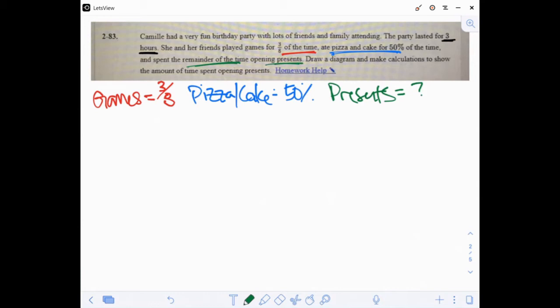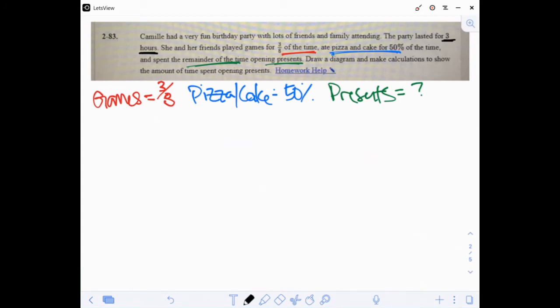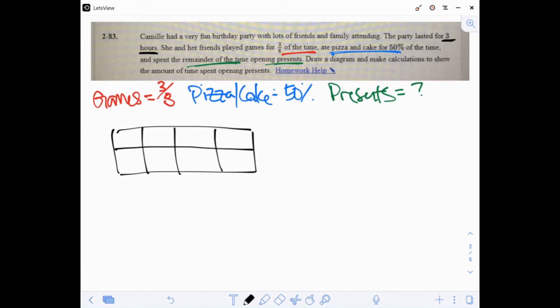So it says draw a diagram and make calculations. So I think a diagram actually will help. So we're going to draw a diagram. And one way to do this is to just start with a rectangle. So there's my rectangle. I'm trying to represent what's happening. 3/8 of the time was spent playing games. So for me to draw 3/8, I better break this rectangle up into eighths. There we go. I got 8 pieces there, right? You can count them. 1, 2, 3, 4, 5, 6, 7, 8 pieces.